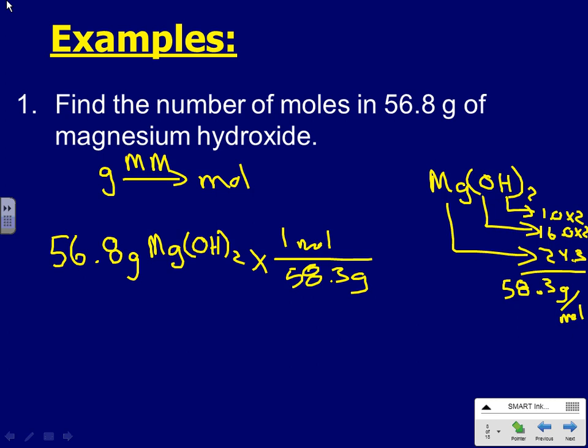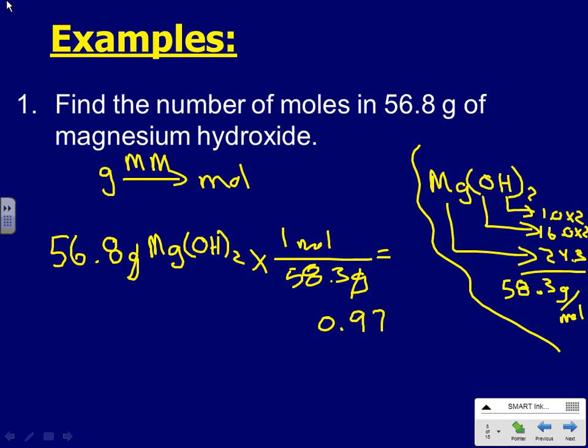I flipped it around in this case. My grams are gone. And if I check my units, I have moles of MgOH2. That's exactly what I wanted. That's going to get me the correct answer. And I'm squeezed out of room here. Checking significant digits, 3 and 3. So we're going to round to 3 significant digits. What do we have for an answer? Maggie, what do you got?